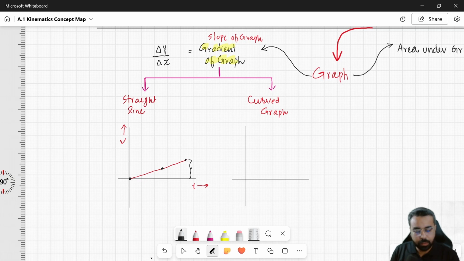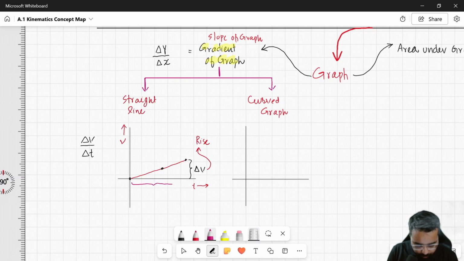So it tells us how the quantity on the y-axis, if it is velocity, then velocity, or if it is displacement, how that quantity is varying with respect to the quantity taken on the x-axis. If it is a velocity time graph, then its gradient will be delta v over delta t. This delta v is the rise, whereas this is delta t, the total time taken. So delta v over delta t, you know, is acceleration.